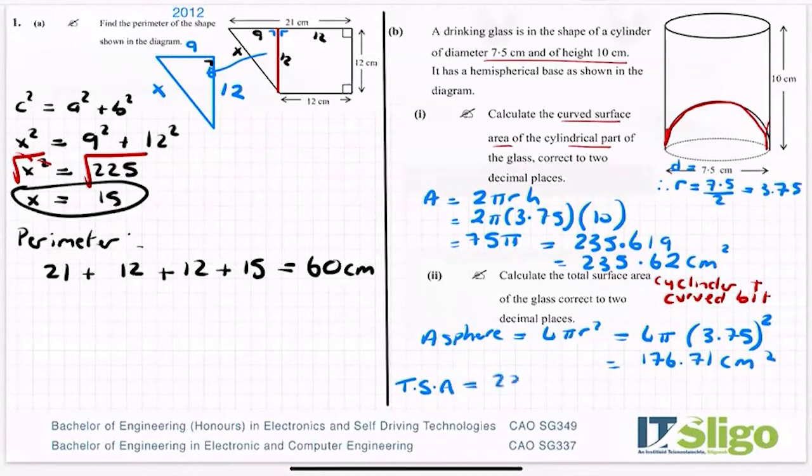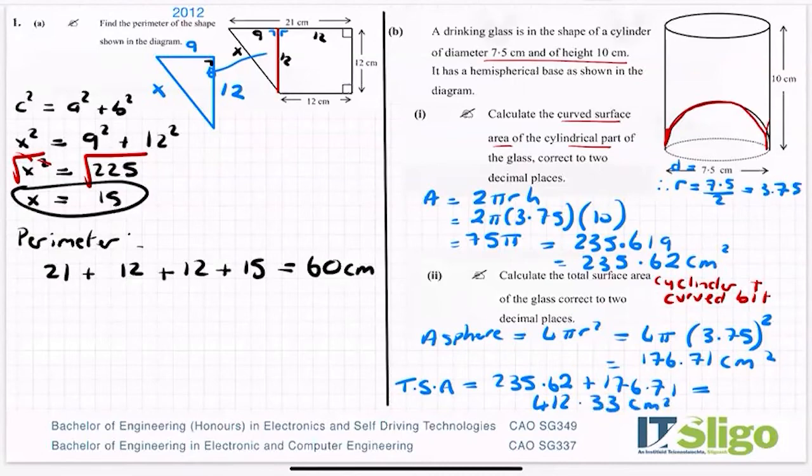So the total surface area, you'll often see it written as TSA, total surface area, is that cylinder plus 176.71, plus 235.62. So I'm getting 412.33 centimeters squared for the total surface area.